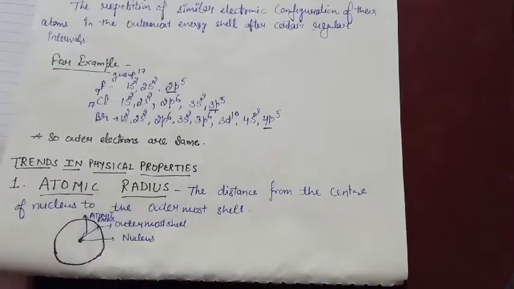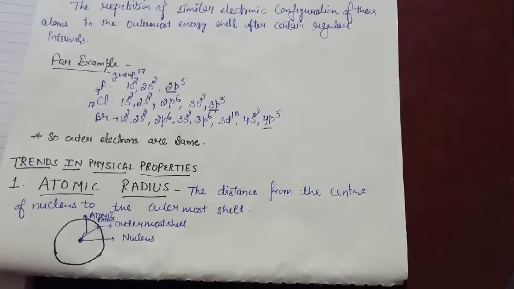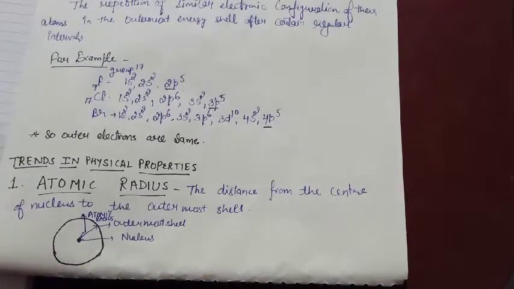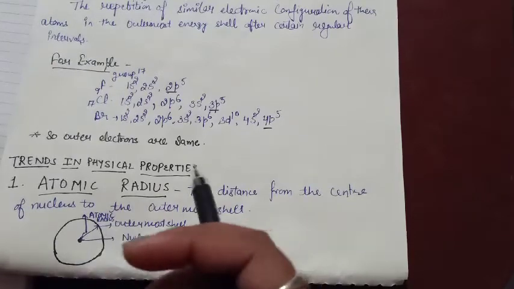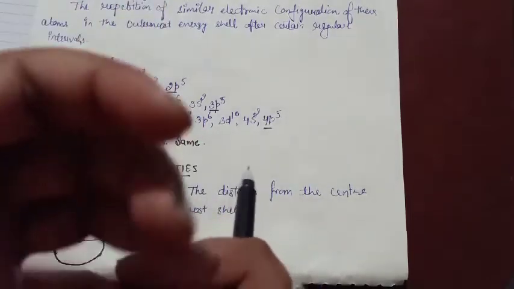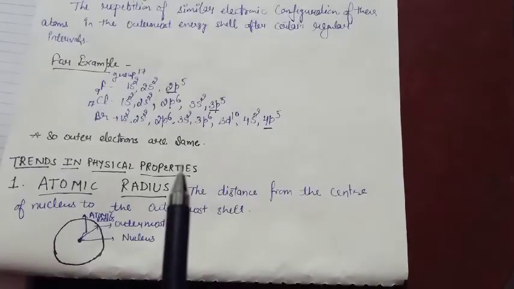So first we will start with the first property, which is the atomic radius. I will discuss only those which are part of your syllabus. In your syllabus, atomic radius is given, ionic radius is given, ionization enthalpy is given, electronegativity is given, electron gain enthalpy is given. So we will discuss only those physical properties which are mentioned by CBSE. So the first one is atomic radius.